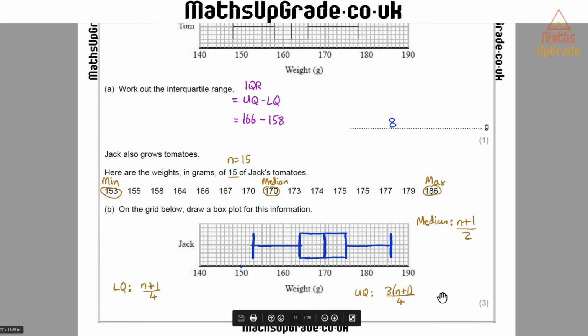Now the lower quartile and upper quartile can be found in a similar way to the median. The lower quartile is the quarter position, which here would be the 4th position. So 1, 2, 3, 4. And the upper quartile would be the 4th position from the top. So 1, 2, 3, 4. So lower quartile is 164, upper quartile is 175. When you plot that, you get this box plot here.